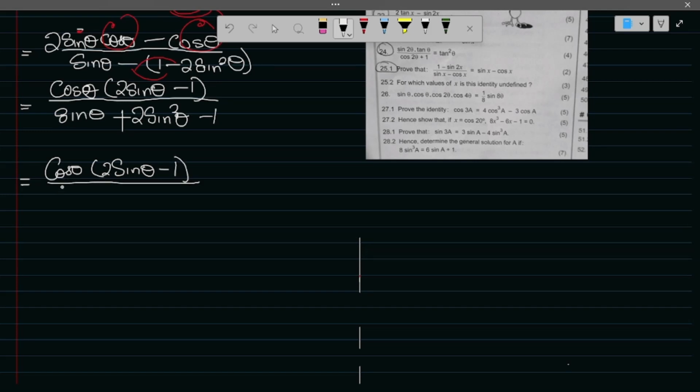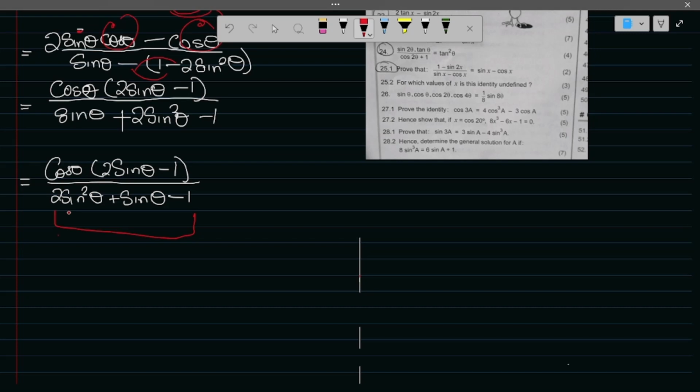This is all over 2 sine squared theta plus sine theta minus 1, right? So now what you recognize here in this equation, this denominator, is that this is a quadratic trigonometric function, right? So if it's a quadratic trigonometric function, how can you solve it?